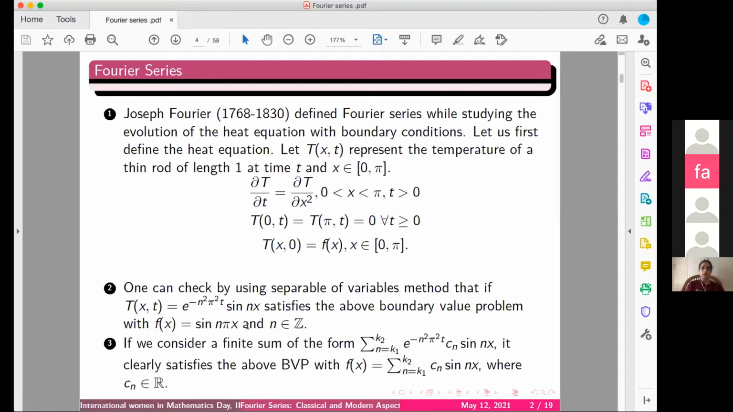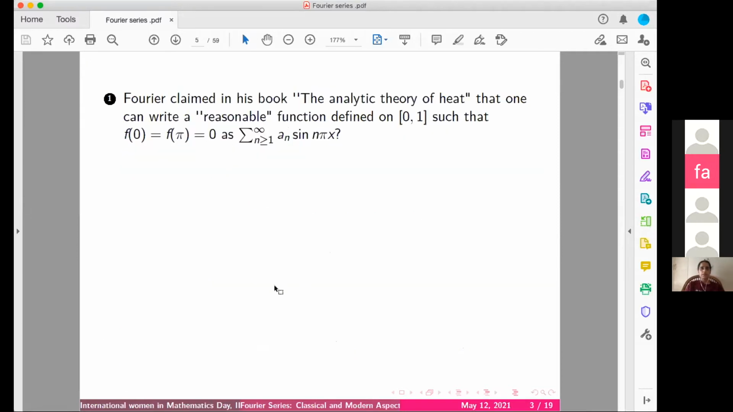Another easy thing to verify is that if you take this sum and multiply each term by a constant, you call it c_n, and if you take a finite sum, this will also satisfy the above problem, because for each function the boundary values are satisfied, and then it will also satisfy the PDE which is given to you. So that's just a simple thing to check.